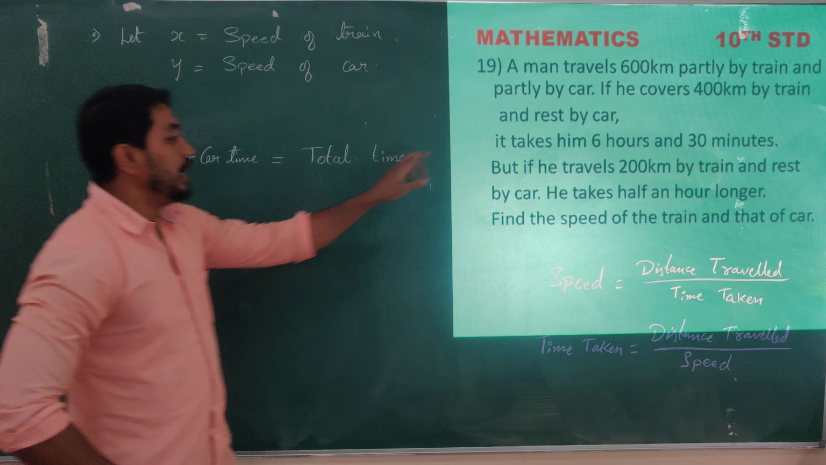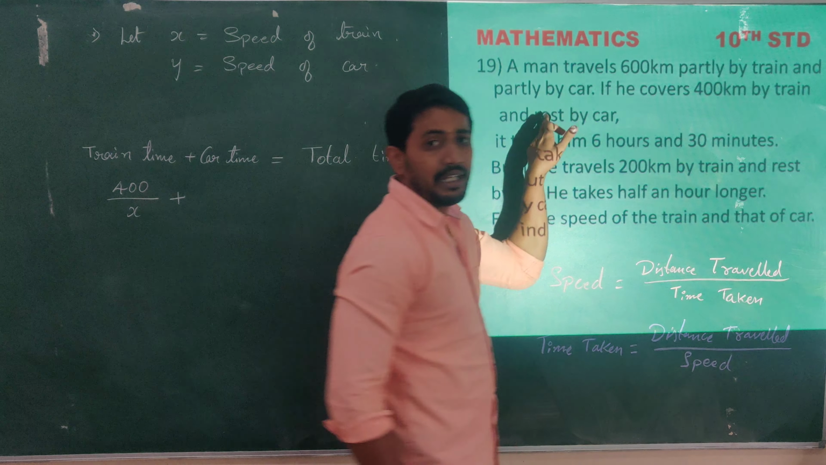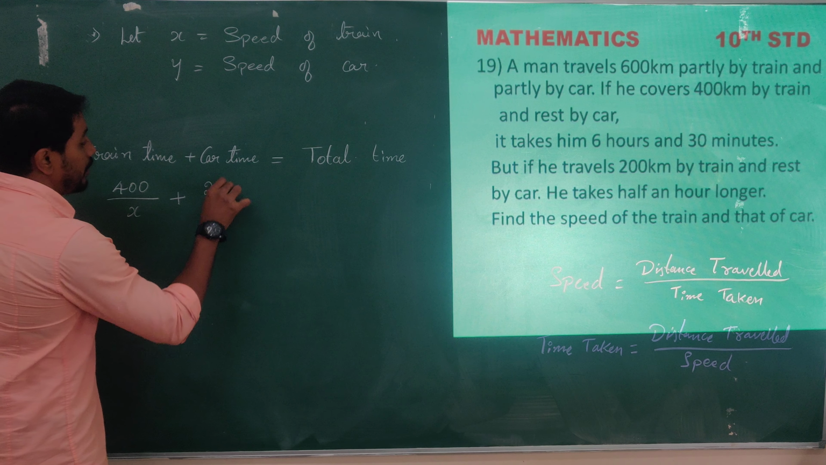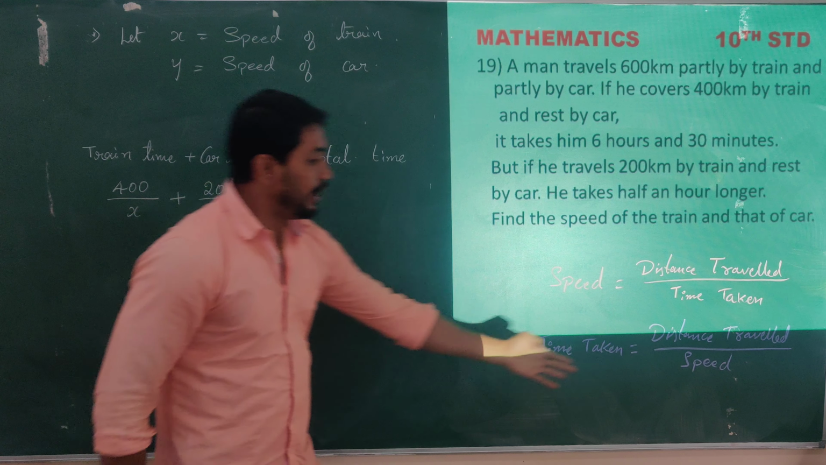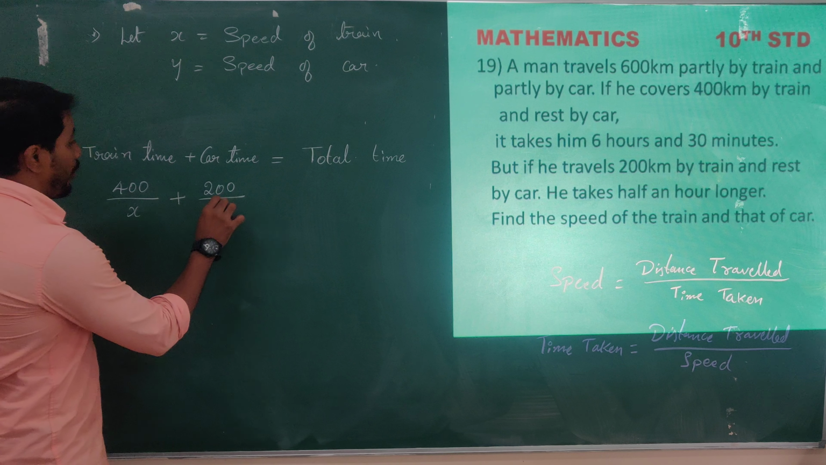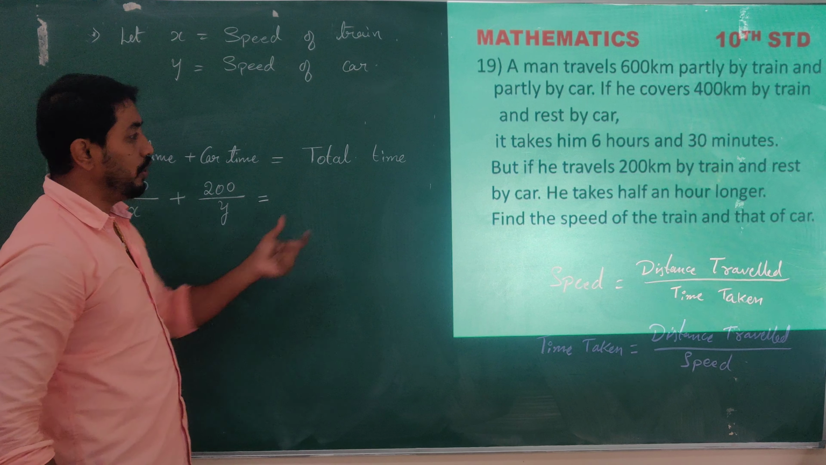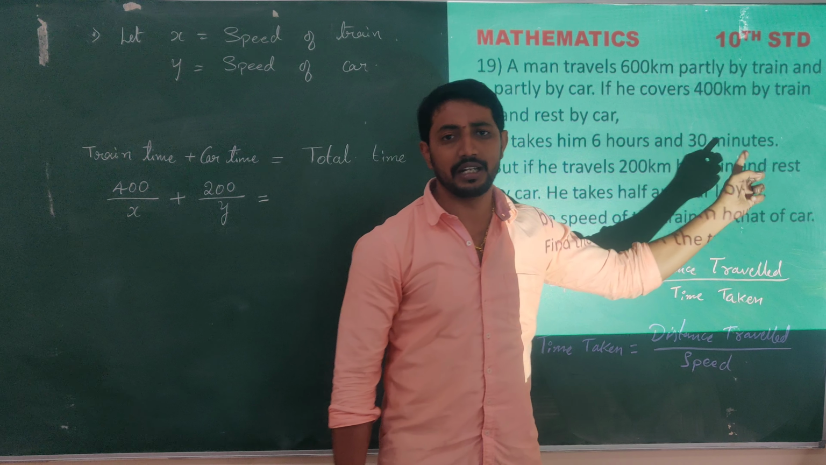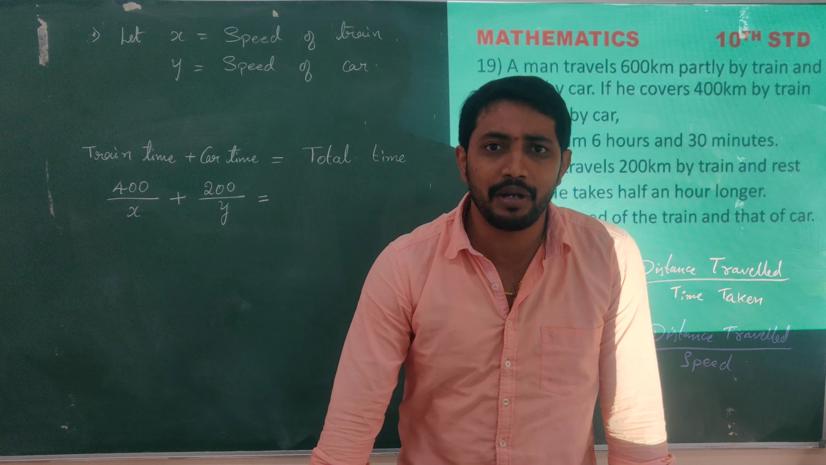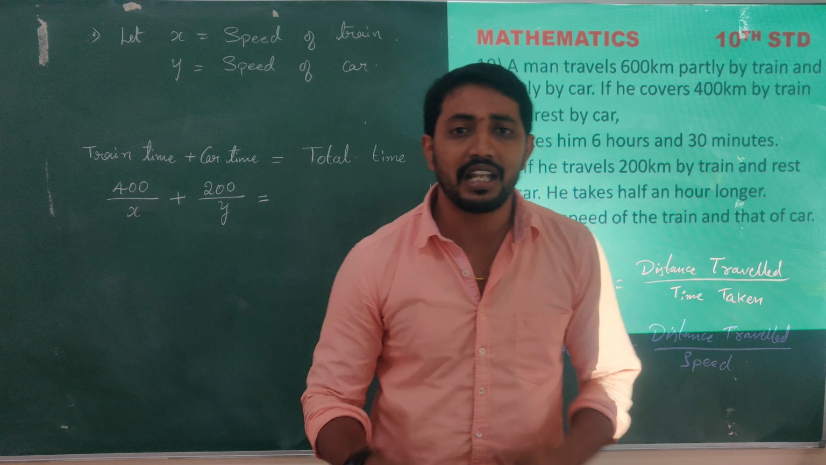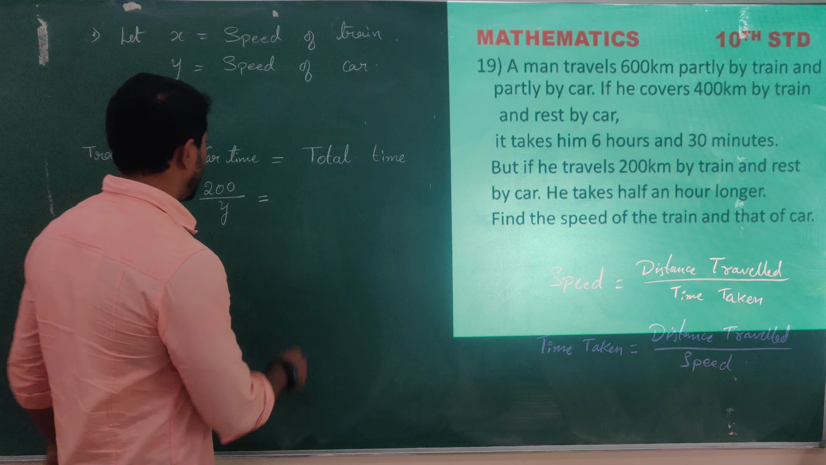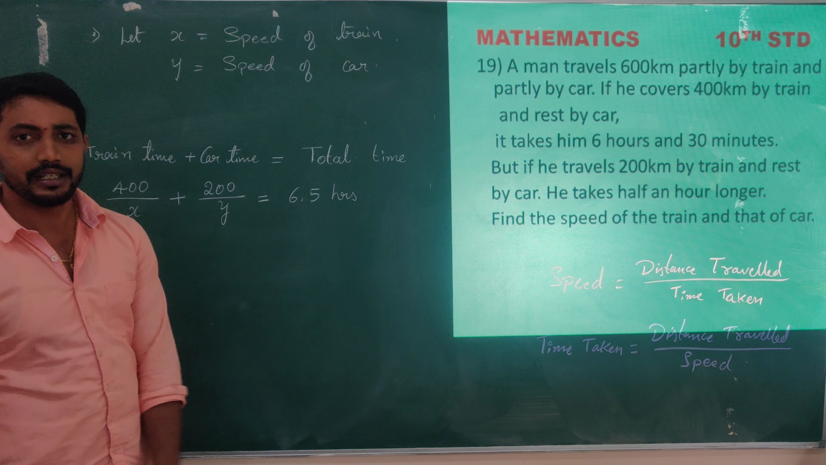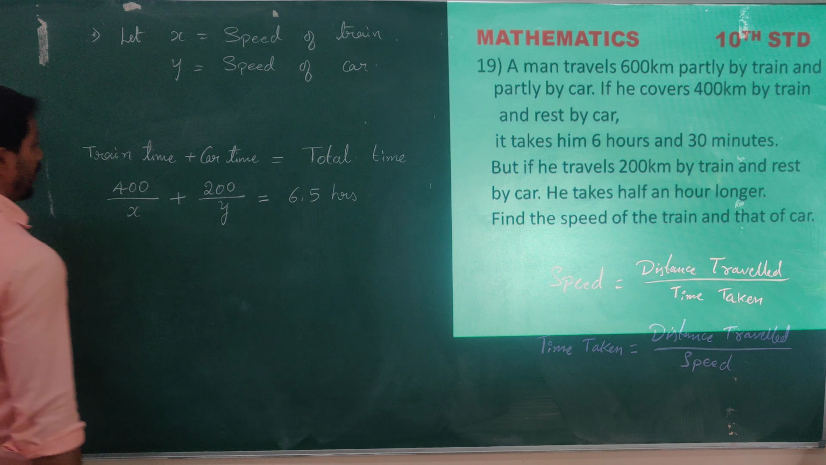If he covers 400 by train, the remaining distance, 200 kilometers, he covers by car. That is 200 divided by the speed of car, which is y, so 200 by y, which is equal to the total time. Total time is 6 hours 30 minutes, which means 6.5 hours. In terms of hours, we write 6.5 hours. Is that clear? 6.5 hours.